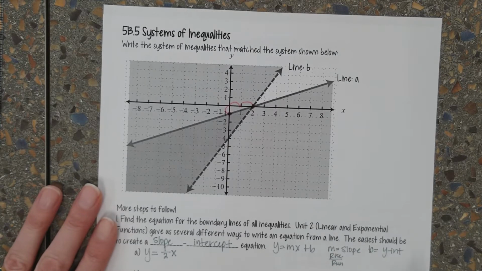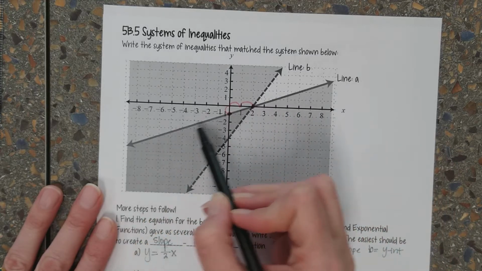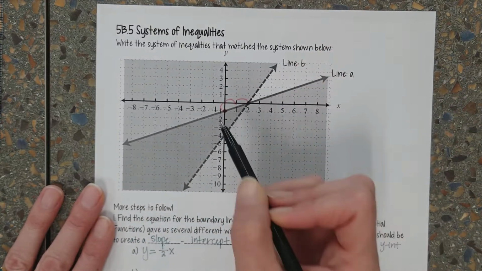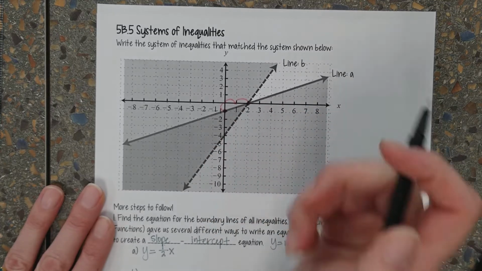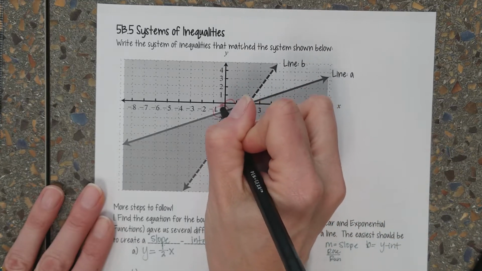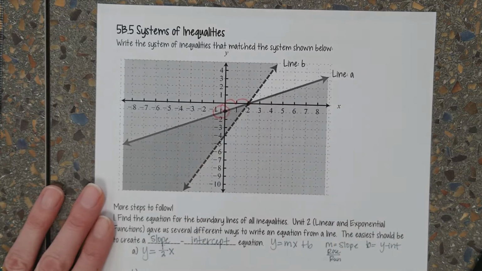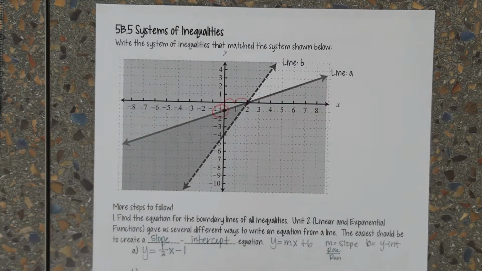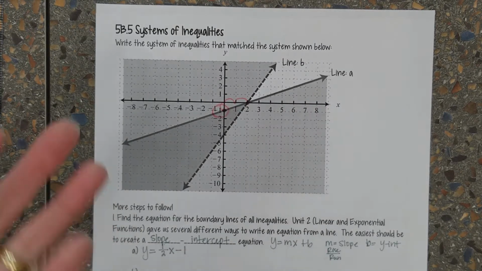Okay. Then I need to see, where does this line A cross this y-axis at? Now the y-axis is the one that runs up and down. It crosses it right here. And if you look, that number is -1. So instead of writing plus a -1, we're just going to write -1. Okay? So that's A. We're done with A so far.